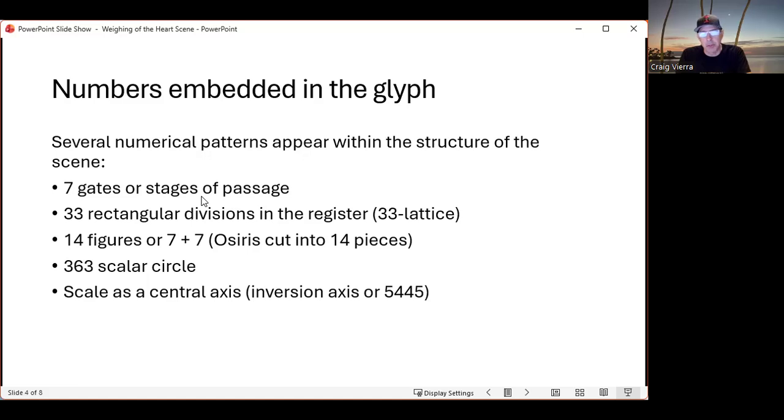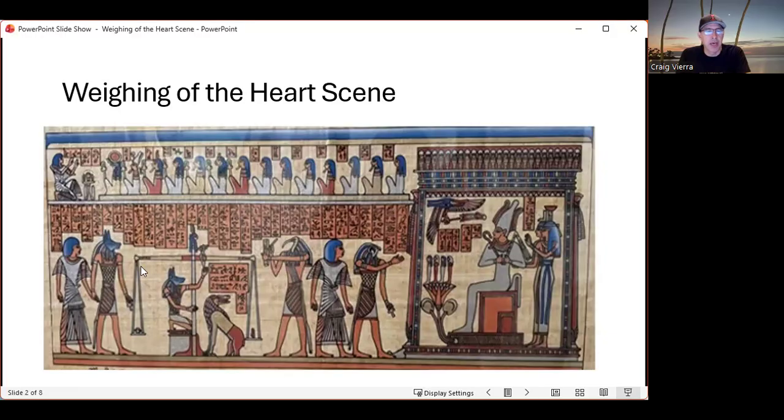The number seven. Wow. We go back. We have on this side seven gods and goddesses in the initiate here, and you can count them: 1, 2, 3, 4, 5, 6, 7. And there's seven over here. So what is the number seven? Where do we see the number seven?